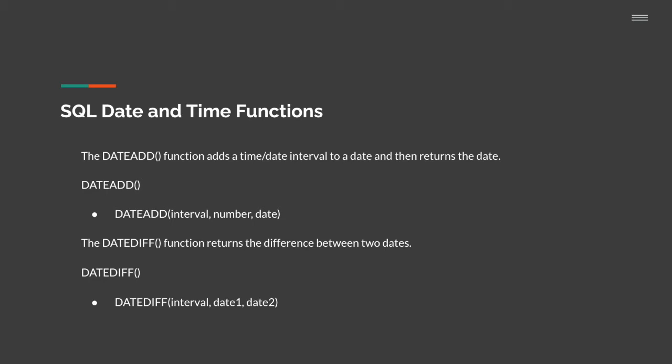The DATEDIFF function is a function that returns the difference between 2 dates. This function also requires 3 inputs, and all 3 are mandatory. You'll need to provide the interval, so again that will be the day, month, or year. And then you'll need to provide 2 individual dates that you're looking to find the difference between. Let's take a look at these functions in practice to get a better understanding as to how they'll truly work.